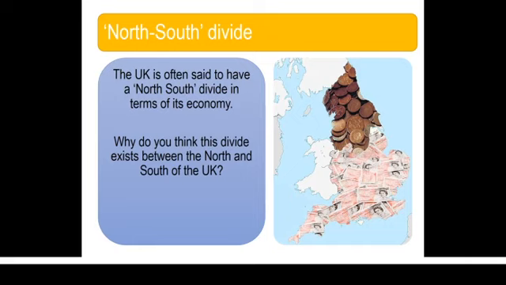We often talk in the UK about something called the north-south divide, the north being less wealthy than the south. And that's highlighted in the image with the coppers versus £50 notes. Take a minute though and pause the video. Can you think of a reason why the north might be seen as less wealthy than the south?